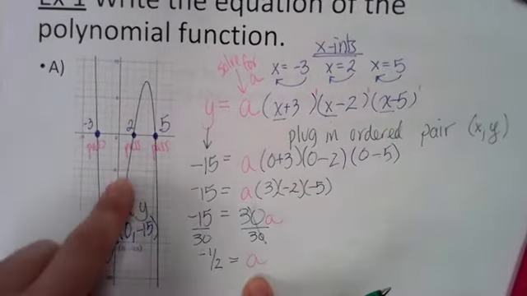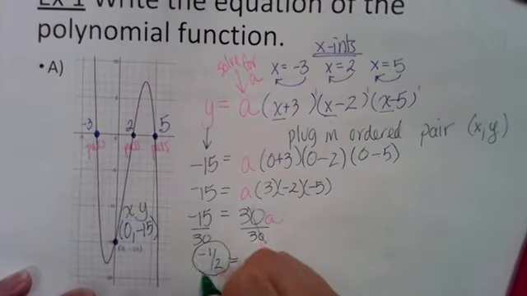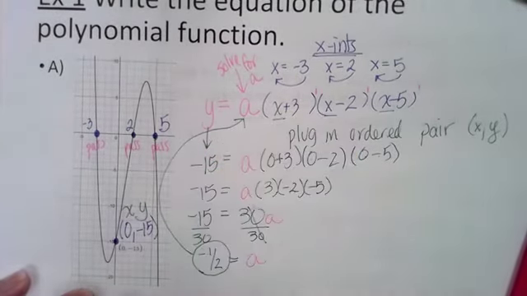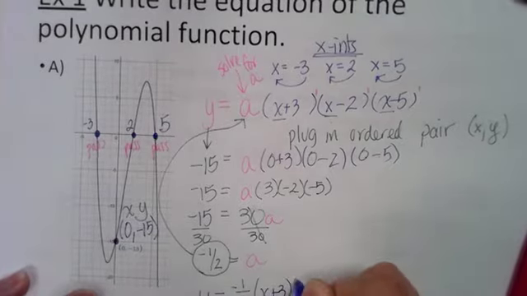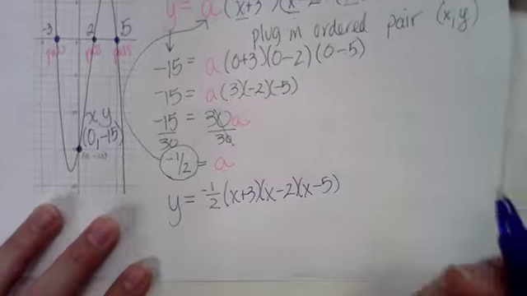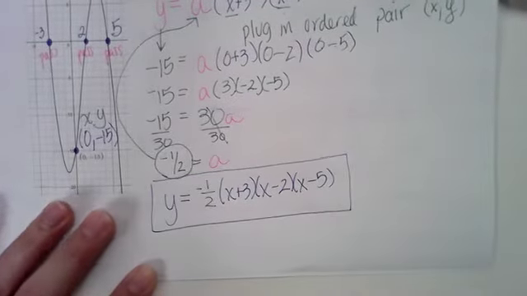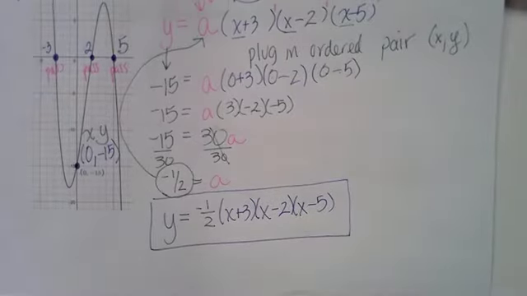Is this an equation for our polynomial? No, this is an equation for a. It's the value of a. So we need to take that value and go back and plug it in. And that, ladies and gentlemen, is our equation. y equals -1/2 times (x plus 3) times (x minus 2) times (x minus 5). This is an equation for our polynomial. That is exactly that polynomial.